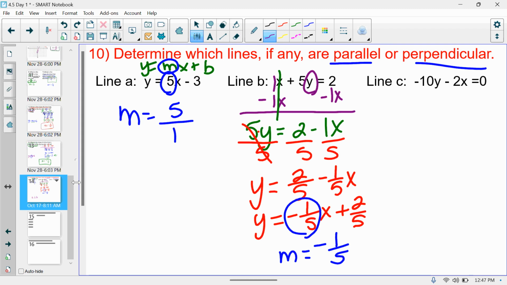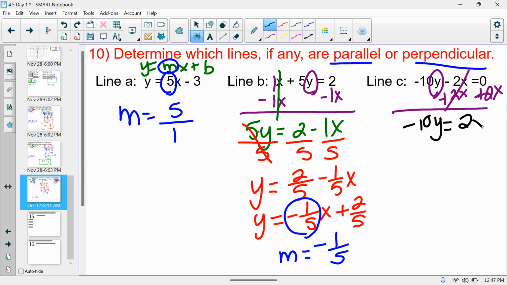So this one also doesn't have y by itself yet. So the first thing we need to do is get it by itself. So we would need to add 2x to both sides. Because negative 2 plus 2 is 0, right? So we have negative 10y equals, you can write 0 plus 2x if you want, but when you add 0 to something, nothing happens. So we could just leave it as 2x. Opposite of multiplication, we're going to divide by negative 10. So somebody let me know what you get when you do 2 divided by negative 10.